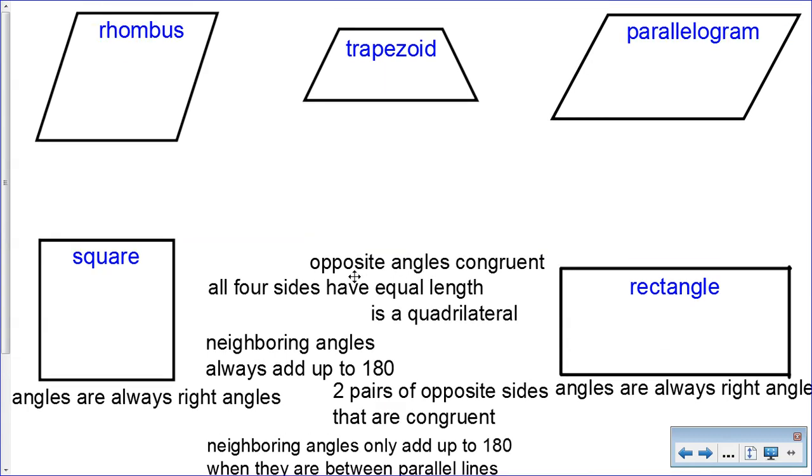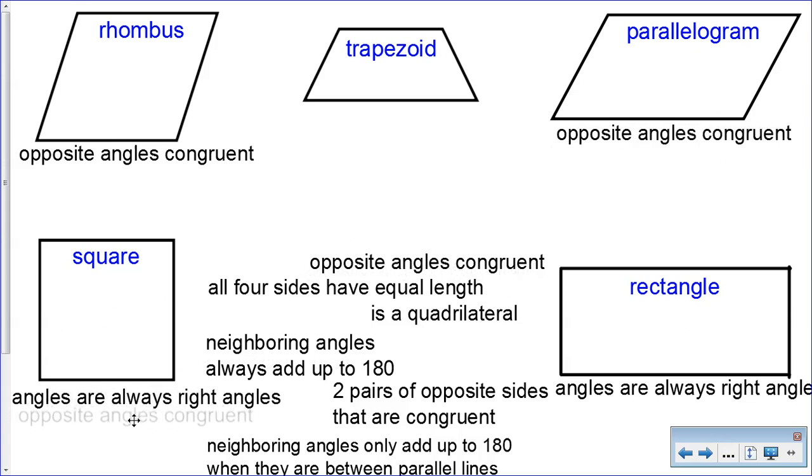The opposite angles are congruent. Well, we know that opposite angles are congruent in a rhombus, so that's true for here. Opposite angles are congruent in a parallelogram, and it's true in a square and a rectangle as well. If all of the angles are always right angles, the opposite angles have to be congruent.